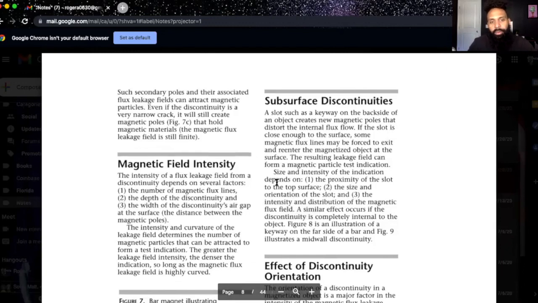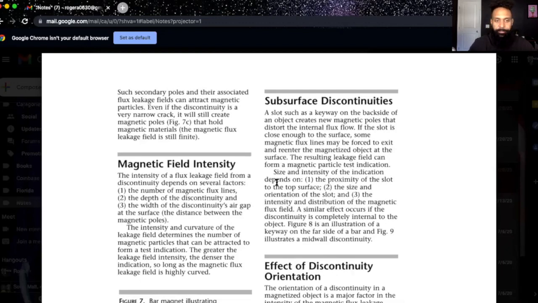Such secondary poles and their associated flux leakage fields can attract magnetic particles. Even if the discontinuity is a very narrow crack, it will still create magnetic poles that hold magnetic materials. The magnetic flux leakage field is still finite.